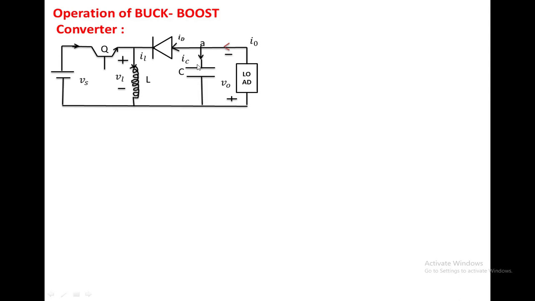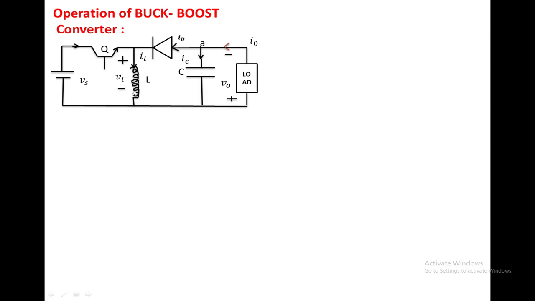In this class, we are going to see the operation of the buck boost converter. In the name itself, it is there: buck boost converter. The output voltage can be less than the input voltage, and also greater than the input voltage. So by changing the duty cycle of the switch, we can control the output voltage to be less than the input voltage as well as more than the input voltage.